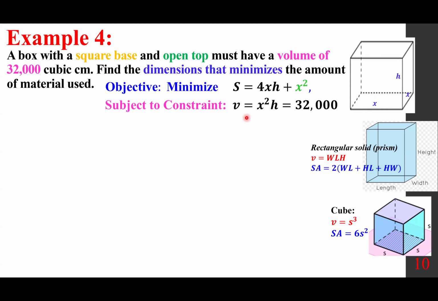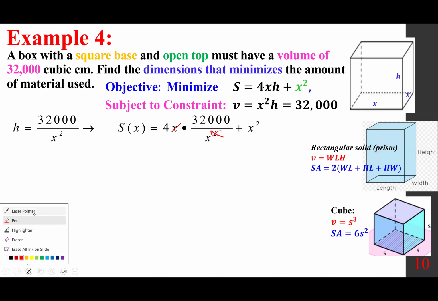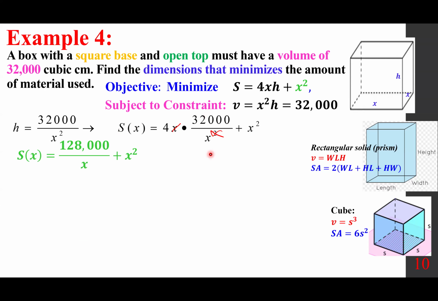As you can see, the surface area is a function of two variables, x and h. The constraint volume is x squared h. We're going to solve for h. That means divide by x squared. Now, we're going to replace the h in the S function, and it becomes a function of x. So S becomes S of x when we replace the h. Now, x cancels out this exponent. We get 4 times 32,000, which is 128,000, divided by x, plus x squared.